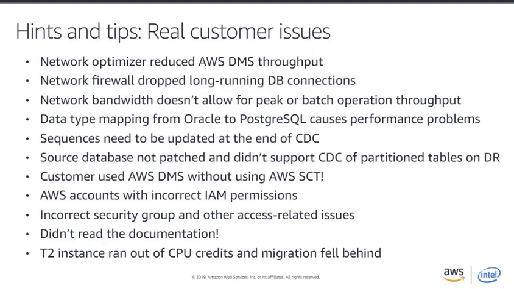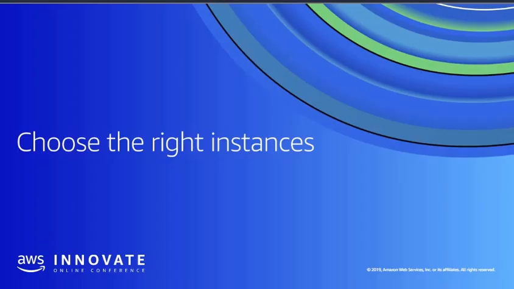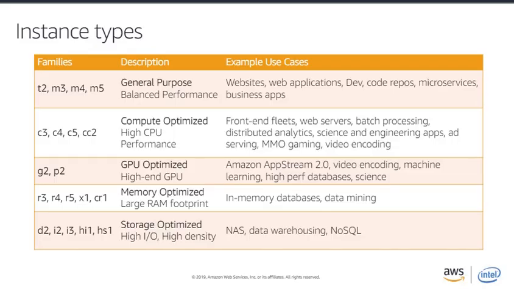T2 instances have CPU credits that will run out, and then the baseline performance will not be high enough for most production migrations. I've mentioned choosing the right instances a few times, so now we'll go through some of the guidelines. AWS offers a large variety of instance types depending on your needs. DMS supports the T2, C4, and R4 instance types today. RDS supports T, M, and R families, with M and R the most common.